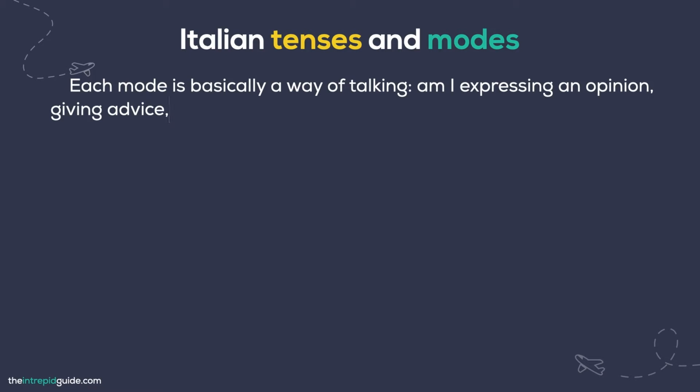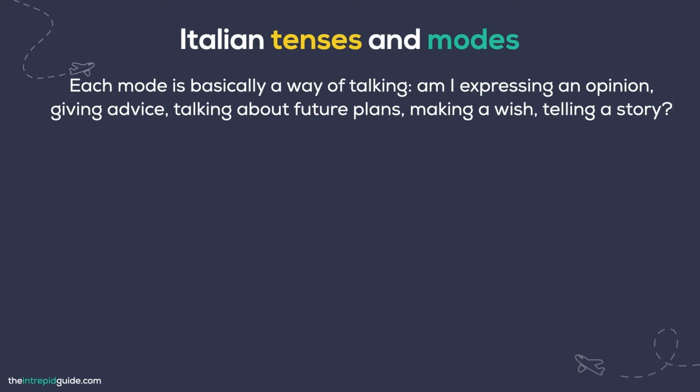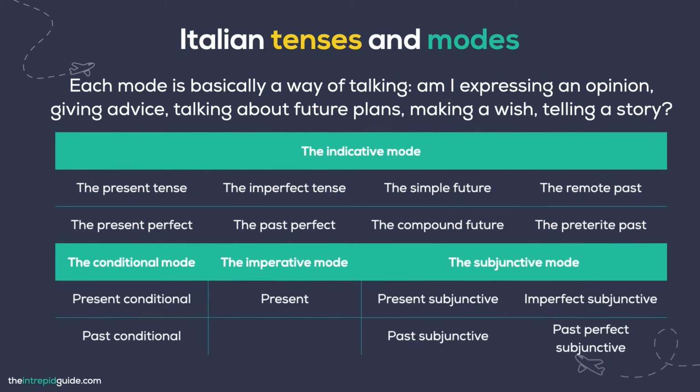We'll take a look at how to group Italian tenses into different categories called modes. Now, each mode is basically a way of talking. Am I expressing an opinion, giving advice, talking about future plans, making a wish, or telling a story? Each of these groups requires a different grammar structure expressed by the mode and tenses, which are subcategories of modes. The modes we need to know are the indicative, the conditional, the imperative, and the subjunctive.